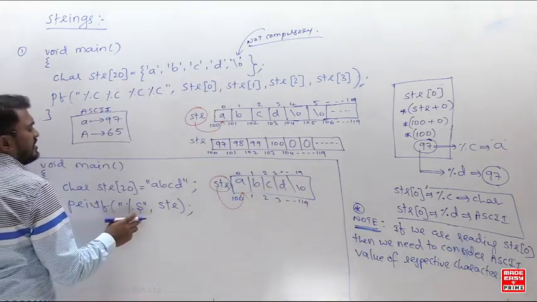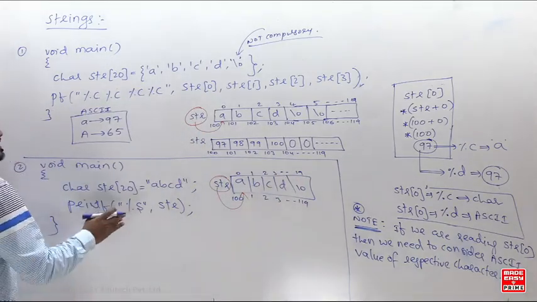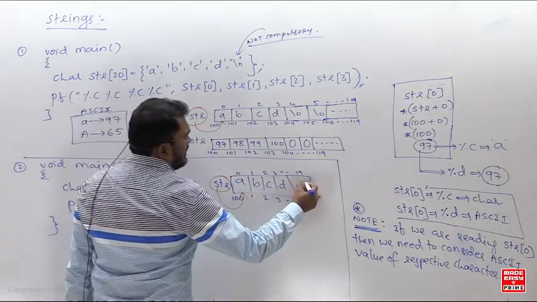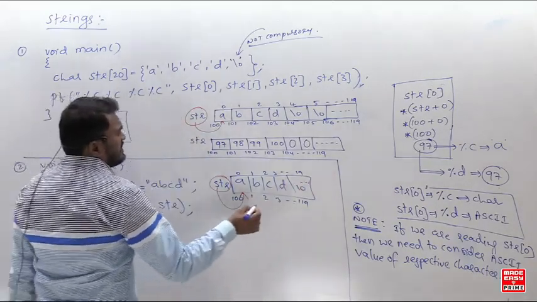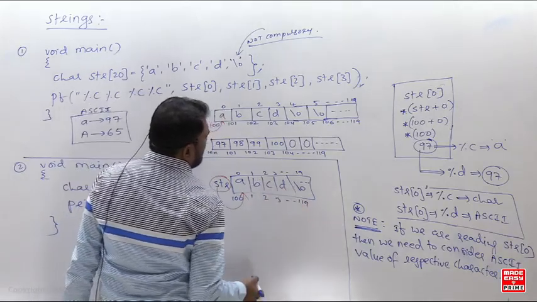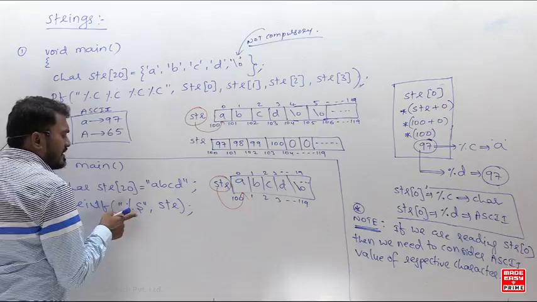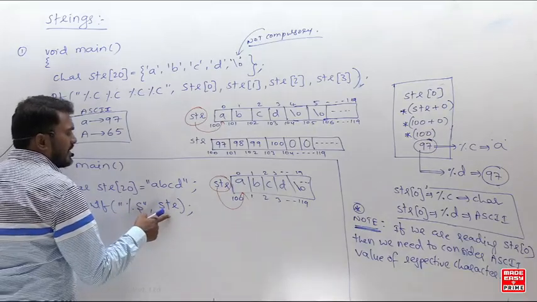You are printing with the %s. Now remember what is required for the %s. Remaining all will be what? Null characters only, remaining all. So this is not a 1 0, it's a backslash 0. So here with %s, you are printing str.